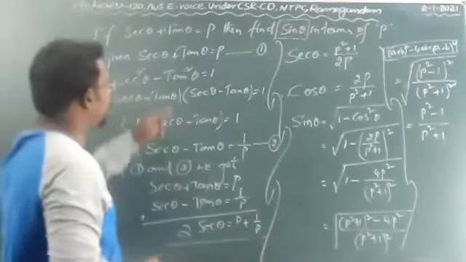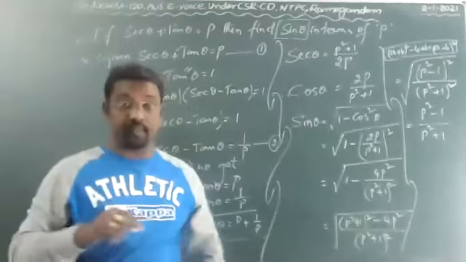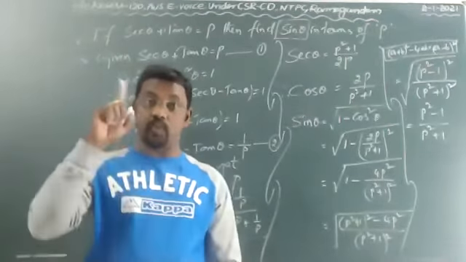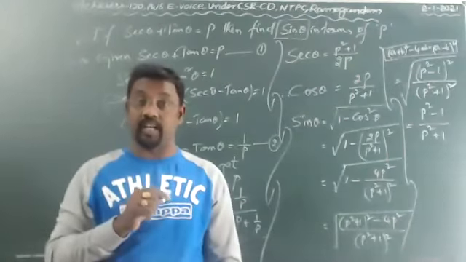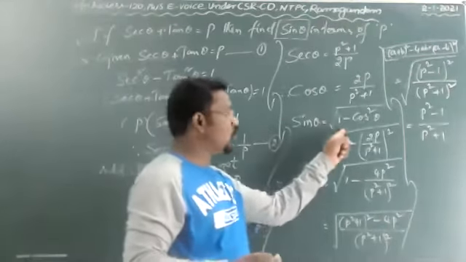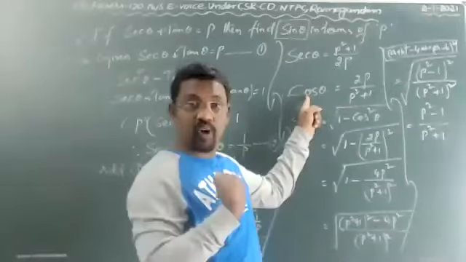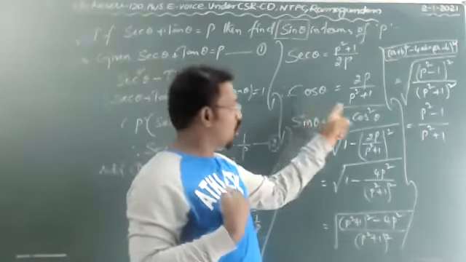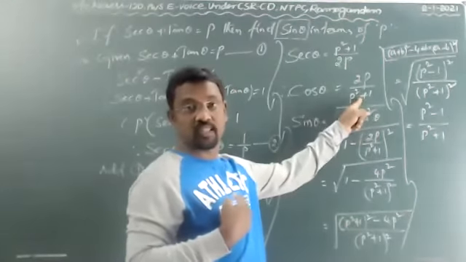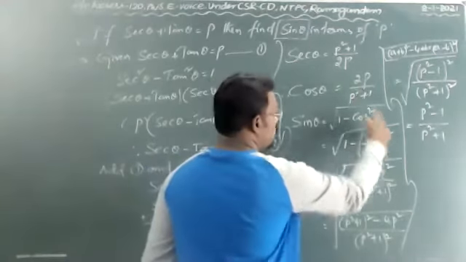Now what we have to find? Sine. We have the first identity. What is the first identity? Sin square theta plus cos square theta is equal to 1. From that, what is the value of sine? Sine is equal to root of 1 minus cos square. Why did I take this one? Because I know the value of cos. Cos value is given, already you got it. Cos value substituted in this.